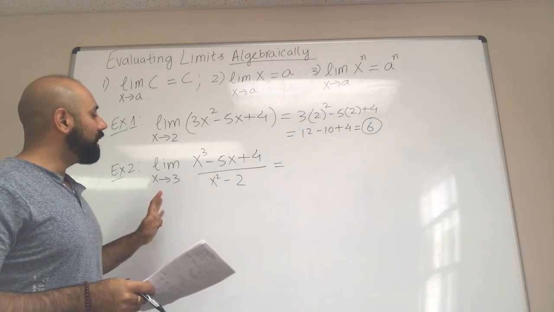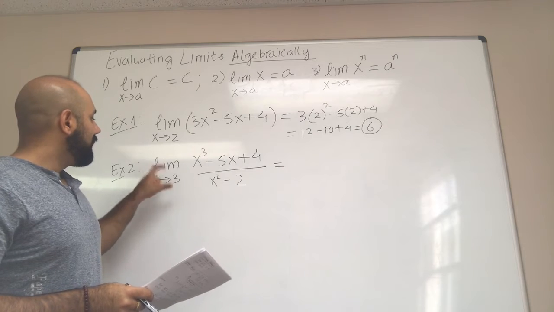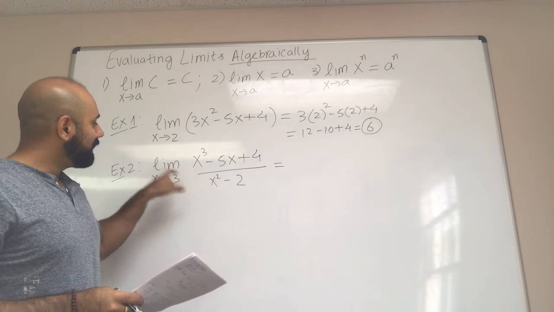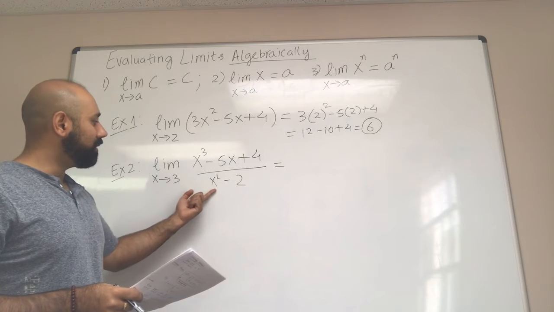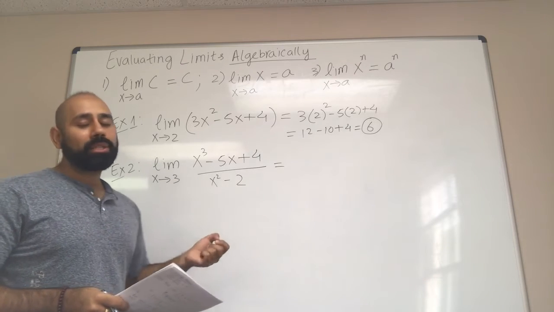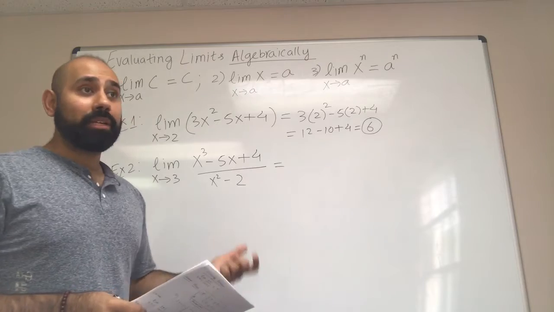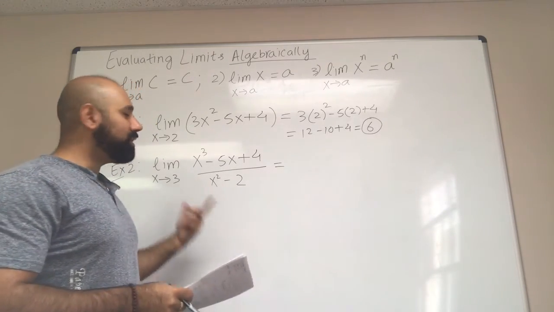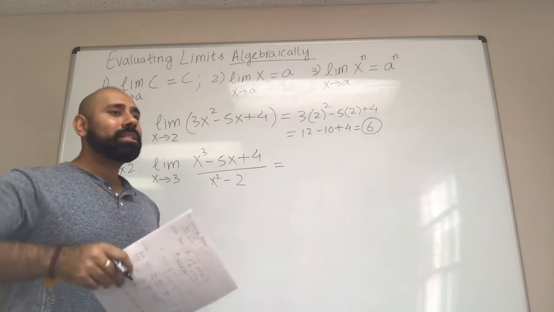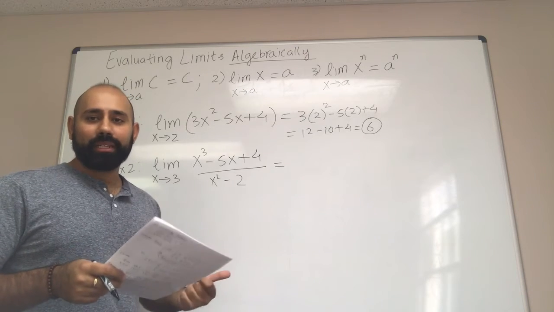The only thing that you have to be careful about here is that when you evaluate the limit in the denominator, in this case the limit as x approaches 3 of x squared minus 2, we want to make sure that we are not getting a 0 in the denominator, because one, we cannot divide by 0. Second, if we have a 0, then it's going to be slightly different. Then we have to handle it in a different way.